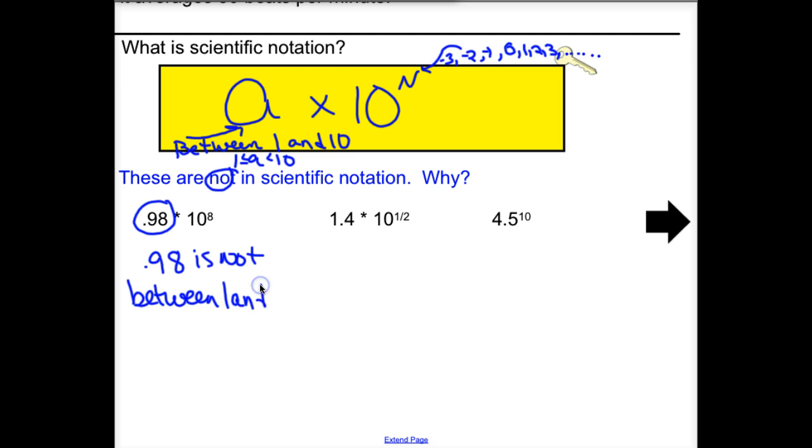And we'll discuss how we move that into scientific notation in just a bit. The next one, what's wrong with this? Is this a number between 1 and 10? It is. Do I have multiplication? I do. Is it by 10? You betcha. However, this is not an integer. So we'd say that exponent, that 1/2, is not an integer. Or you could even say it can't be a fraction if you prefer that.